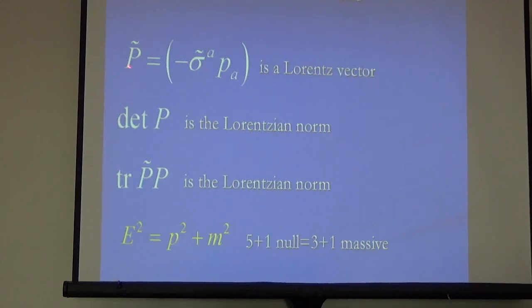And so if I choose this vector to be null in 5 plus 1 space-time dimensions, then it is massive in 3 plus 1 space-time dimensions. These extra momentum-looking directions are just the mass. But the algebra of those things is just what you want it to be.